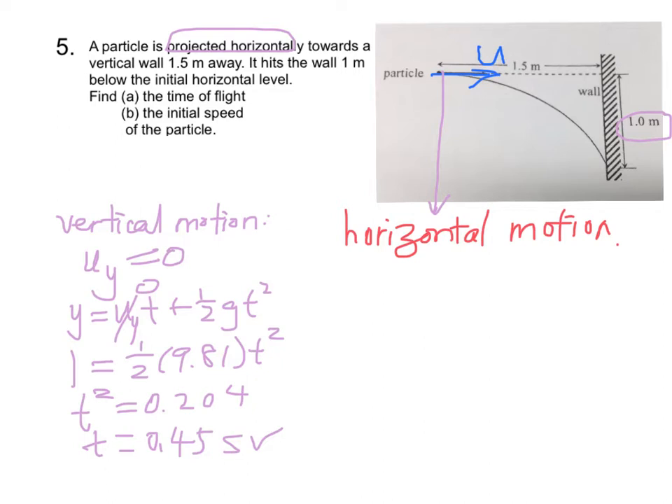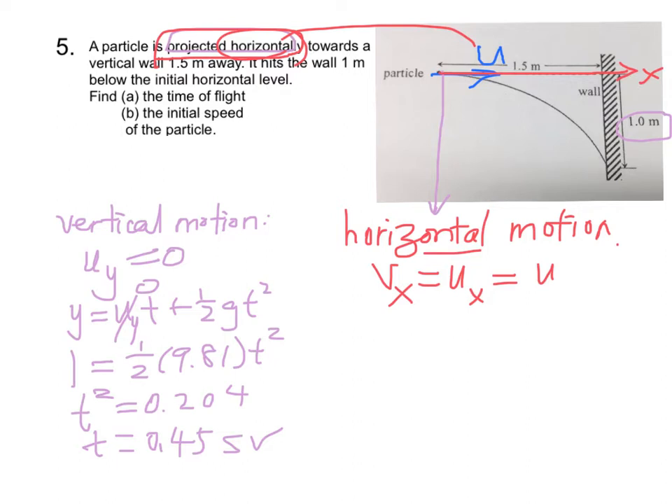Let's consider its horizontal motion, that is the motion along the x-axis. For a projectile motion, the horizontal speed Vx is a constant, which is equal to the initial horizontal speed ux. In this example, since the body is initially projected horizontally, we let u be the horizontal speed. As a result, Vx equals u.